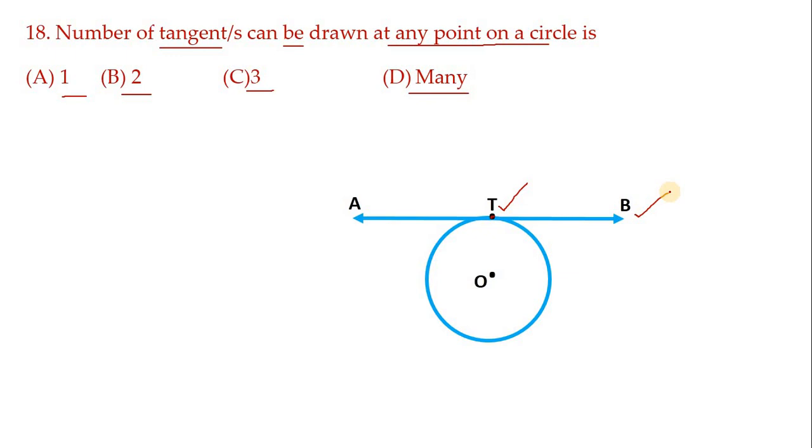So what we want to understand here is, if we have one point on a circle, through that one point only one tangent can be drawn. By having the same point, we cannot draw many tangents. So option A is correct. Move on to the next one.